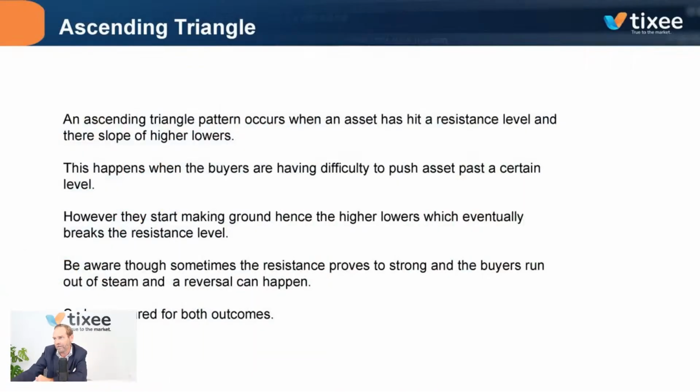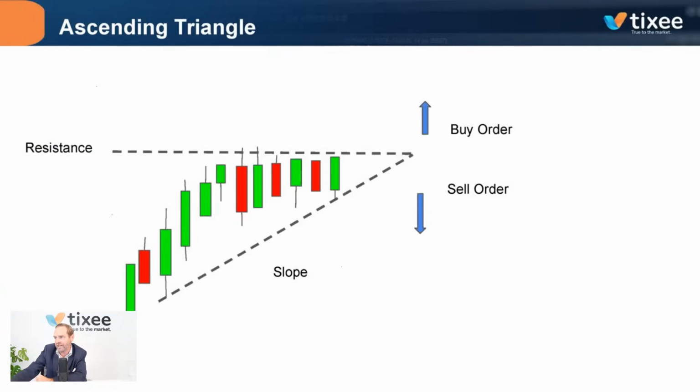Okay, another example of that. So if I have a look at it visually, this chart pattern can be really difficult. Sometimes it will break through that resistance level, sometimes it doesn't. Some traders look to possibly put a buy order above the resistance level and a sell order below the slope, in case the buyers run out of steam.